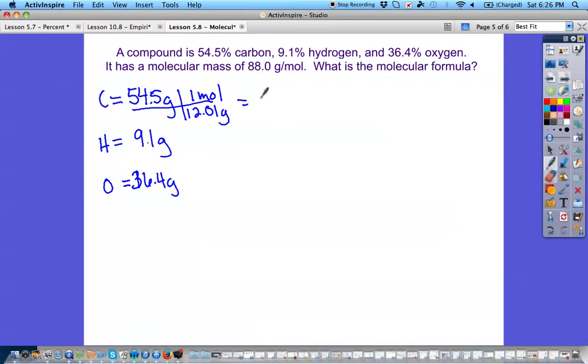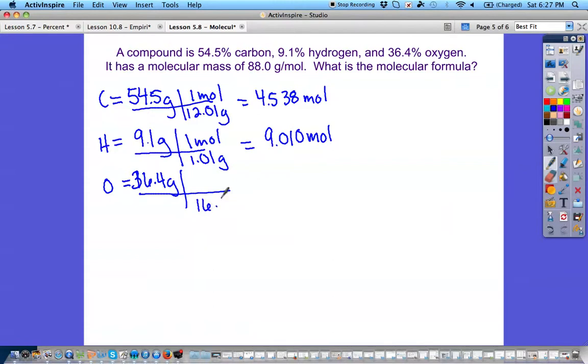So I got 4.538 moles. 9.1 divided by 1.01 gives us 9.010. And then here, 2.275 moles. So this is my smallest number of moles, so I'm going to divide each of them by that number.